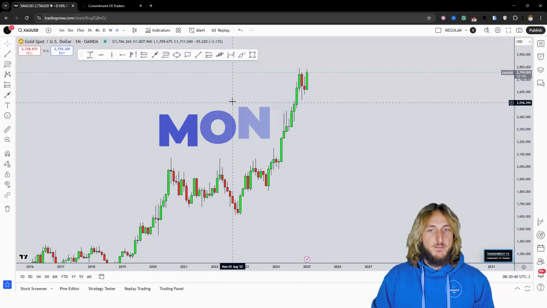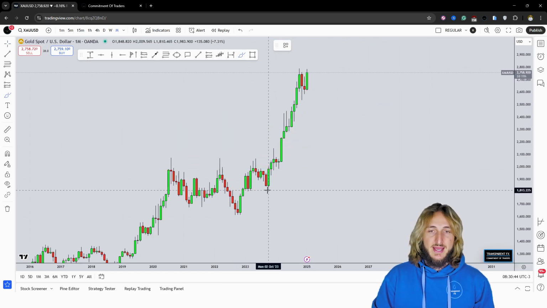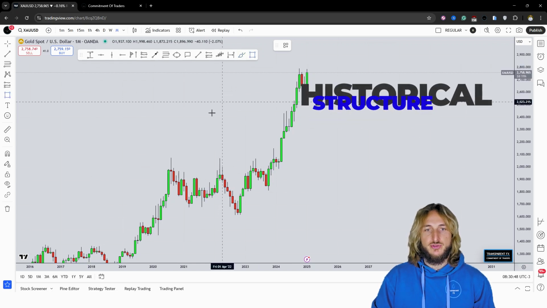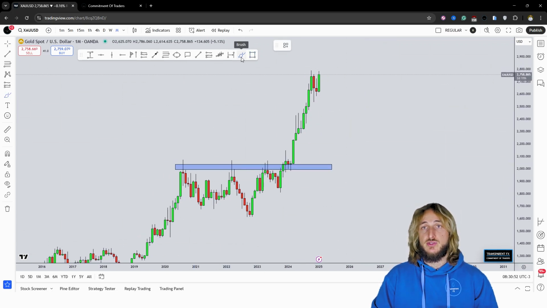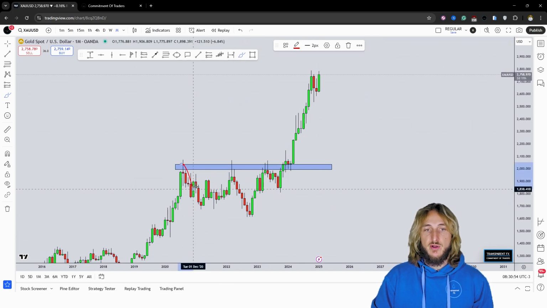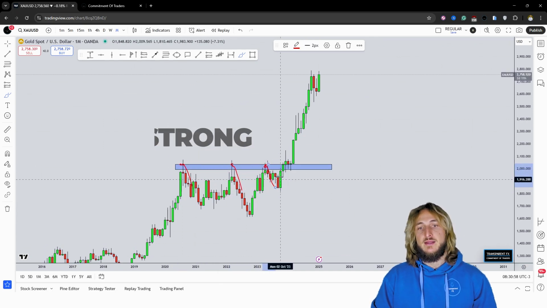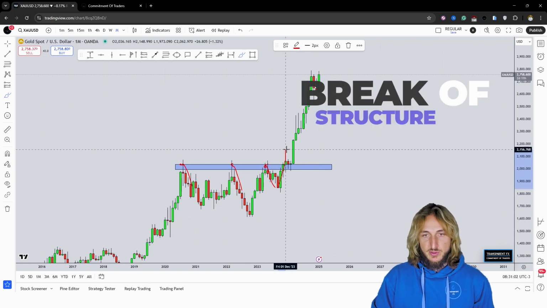Now, starting here from the monthly time frame, what we can see is that we have a market which at the moment has been rejecting a quite strong historical structure level to the upside. In fact, what we know is that this level was acting as very strong previous resistance. From here, all these previous rejections to the downside were created. Then the market broke above this level with this impulse to the upside.